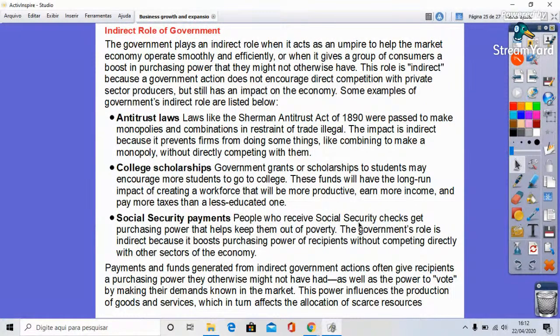Social security payments. Some people who receive social security checks, they get a purchasing power. They have money to put into the market. So the government is indirectly helping the economy.